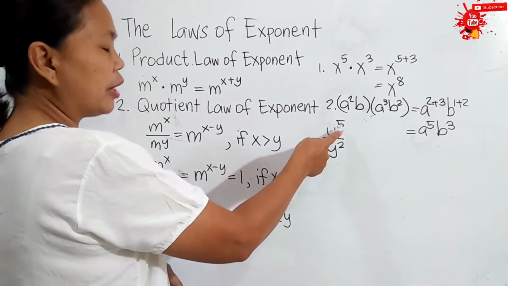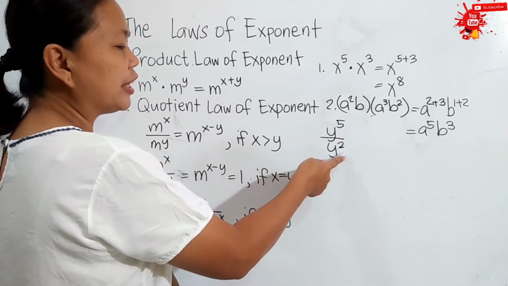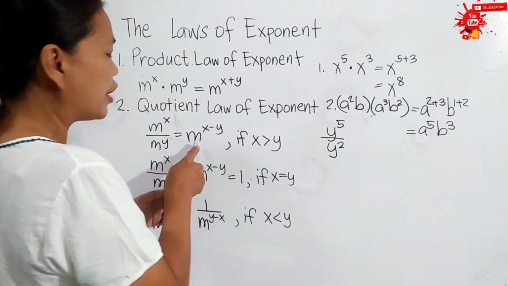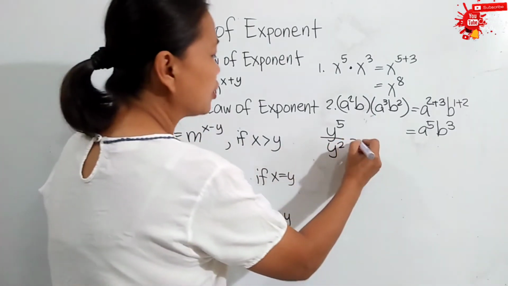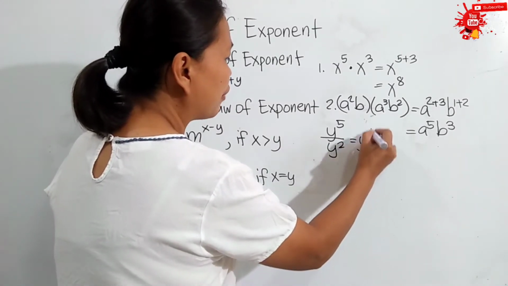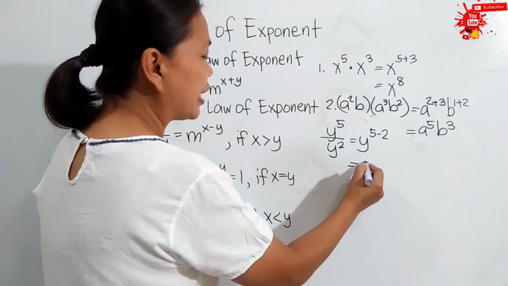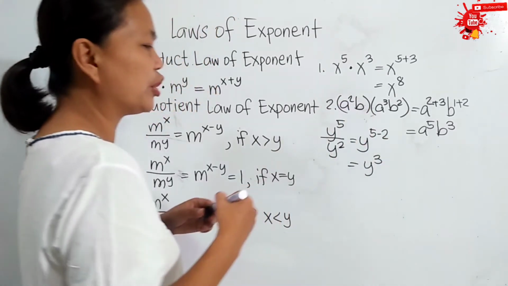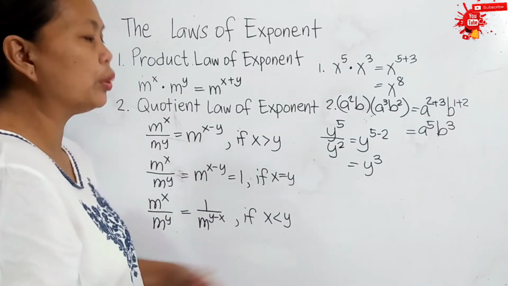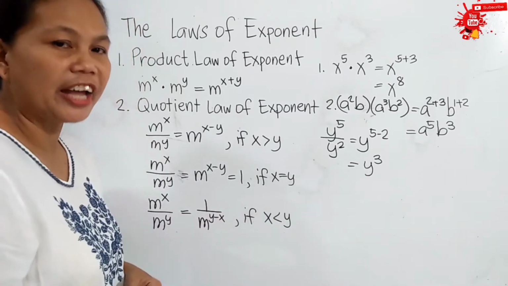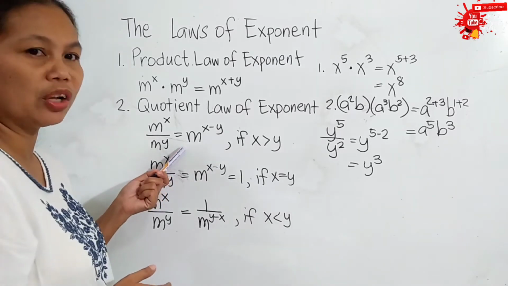So if the exponent of the numerator is greater than the exponent of the denominator, we will have here m raised to x minus y, wherein our m is y. So we have here y raised to 5 minus 2. So what is 5 minus 2? We have 3 as the exponent. So therefore, y raised to 5 over y raised to 2 is equal to y raised to 3. So let us have some more examples for this particular case.